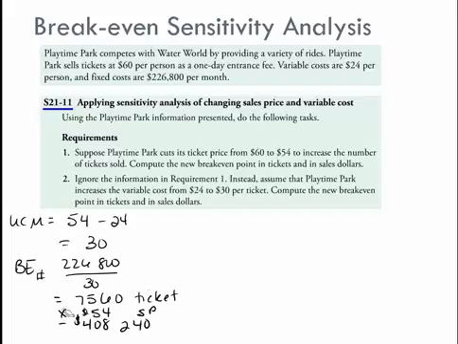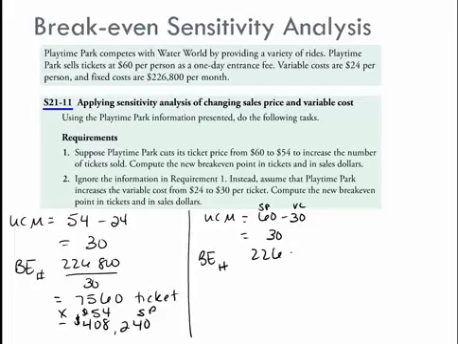The second part says, all right, ignore everything in number 1, and instead of changing the price this time, we're going to change the variable cost up to $30 a ticket. And they want you to calculate the new break-even point in tickets and sales dollars. So the unit contribution will be the selling price of 60 minus 30, the new variable cost. So my unit contribution is 30, which is what it was in the last one, right? So I should come out with the fixed cost of 226,800 divided by a unit contribution of 30. I get 7,560 tickets.